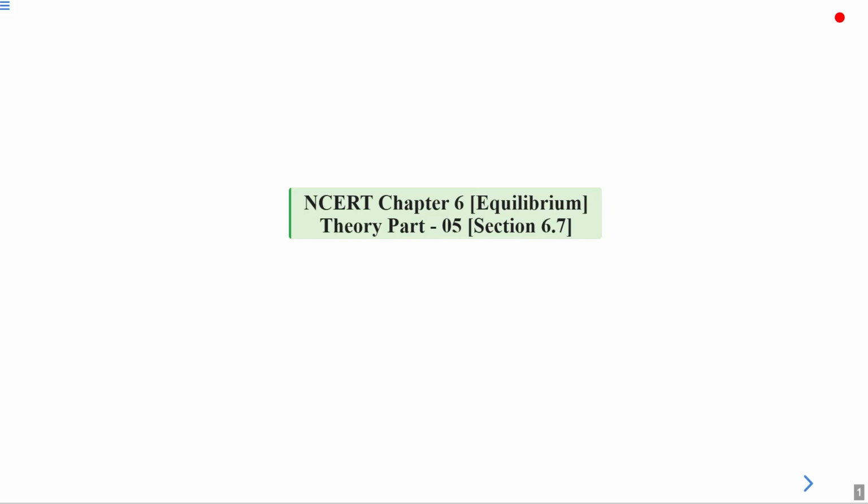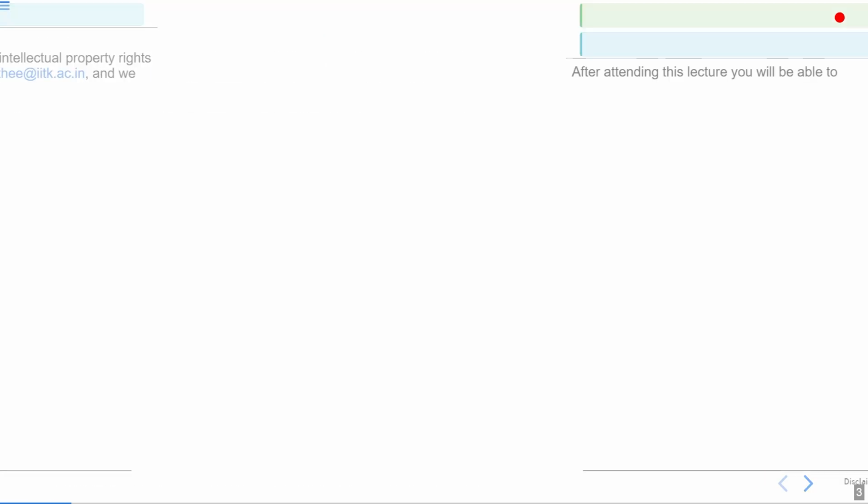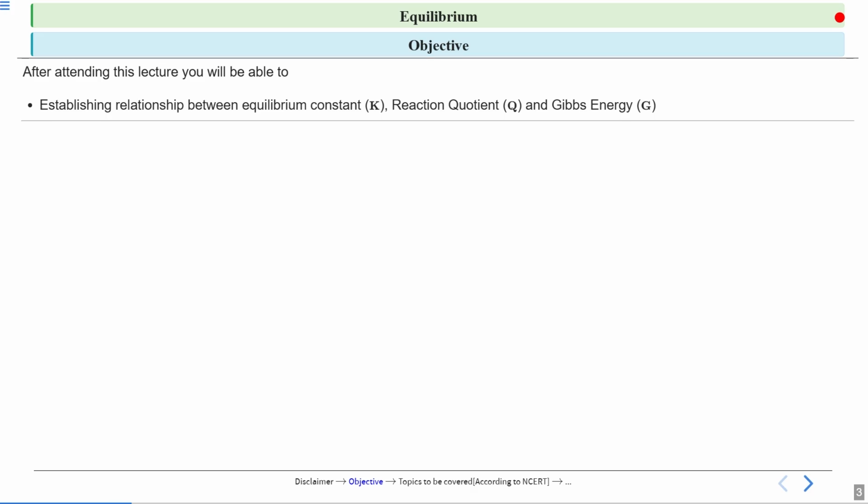So today we will see the NCERT chapter 6 equilibrium. Today will be theory part 5 in which we will cover section 6.7. This is the disclaimer. Now in this class our objective would be to build a bridge between equilibrium and thermodynamics. We have already dealt with thermodynamics. Now we are on the verge of completing equilibrium.